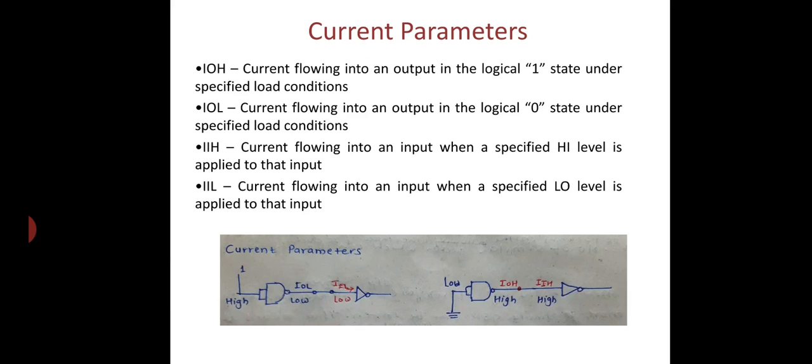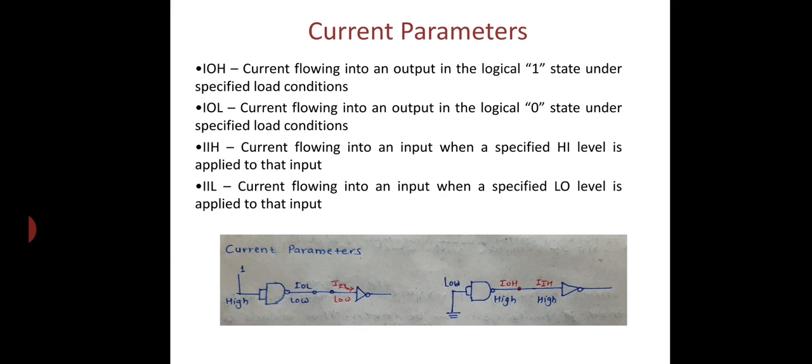Moving further, the next parameters are the current parameters. There are again certain input and output current parameters. The first one is IIH. It is nothing but the high level input current, the current that flows into an input when a specified high level voltage is applied to that input. IIL is the low level input current, the current that flows into an input when a specified low level voltage is applied to that input.